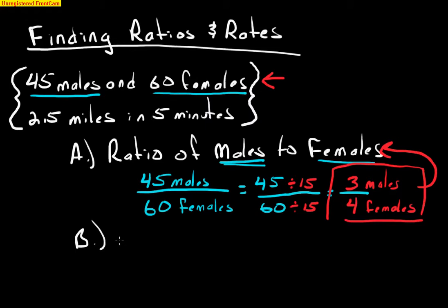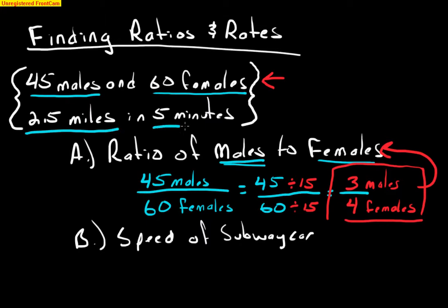Okay, well, so if I want to find, say, the speed of the subway car, well, that's another ratio. So let me change my color back to blue. So the ratio this time is going to be the miles and then the minutes. So that's our two pieces of information.